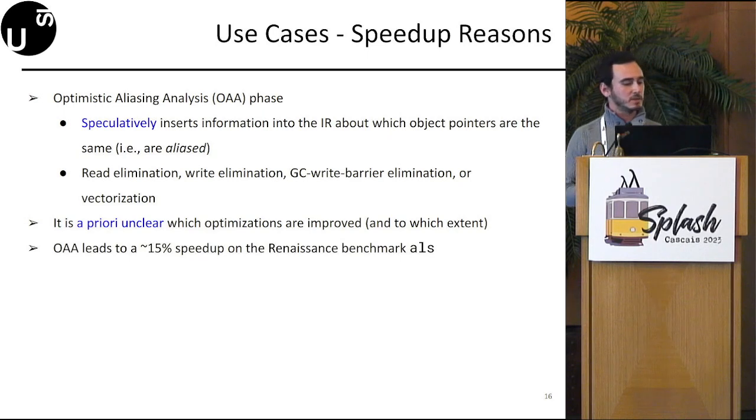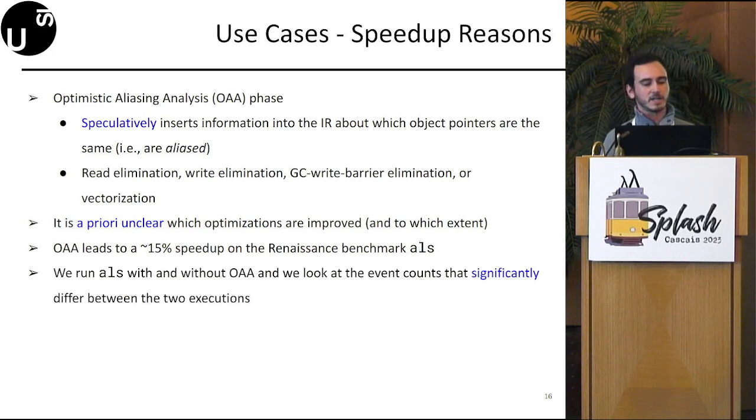We noticed that OAA leads to a 15% speedup of the Renaissance benchmark ALS. Hence, we run ALS with and without OAA, and we look at event counts that significantly differ between the two executions.